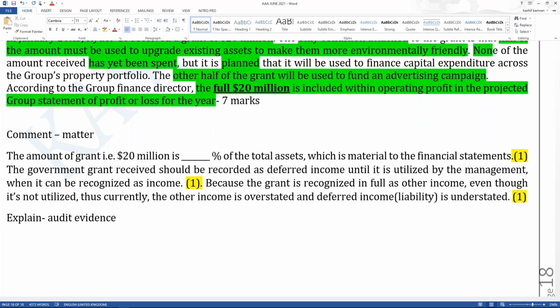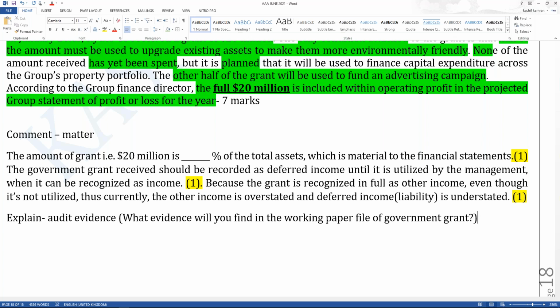Now, when I am reviewing the working paper file, what evidence will I find? What evidence will you find in the working paper file of government grant? Because we have done the answer above. So I think if I am a manager or you are a manager, the very first thing I will find in the file is the copy of the grant agreement.